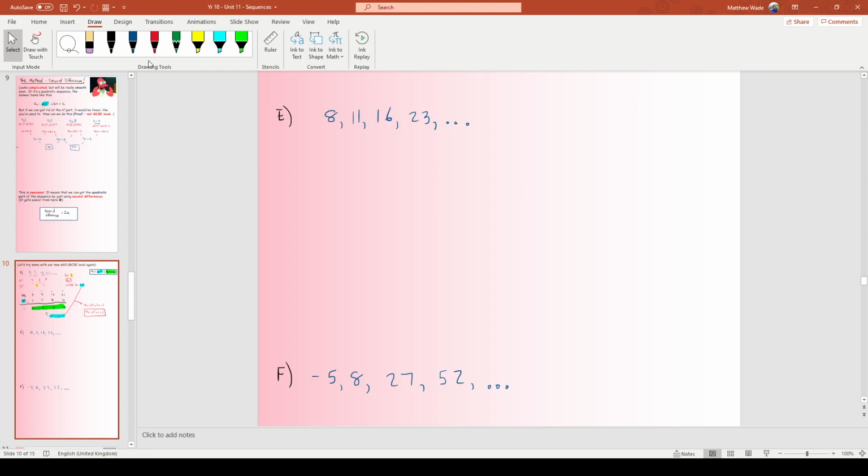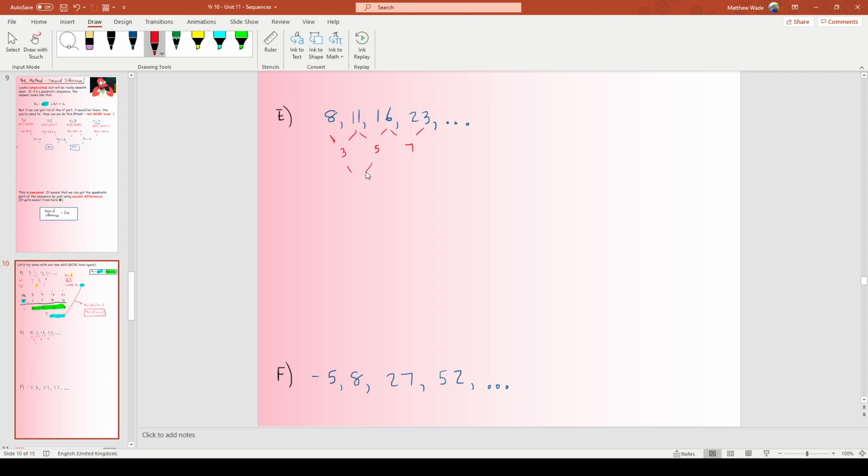Cool. Okay, so everybody, here's what we're going to do. Step 1 is to find the first differences, don't forget. You get that by subtracting the two terms that follow each other. So let's do it. 11 take 8 makes 3. 16 take 11 makes 5. And 23 take 16 makes 7. Yeah, 3, 5, and 7. Cool, there's your first differences.